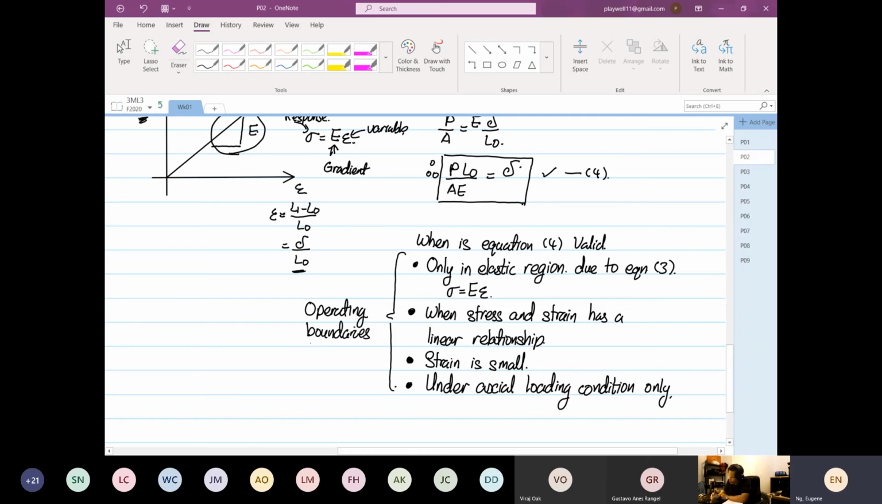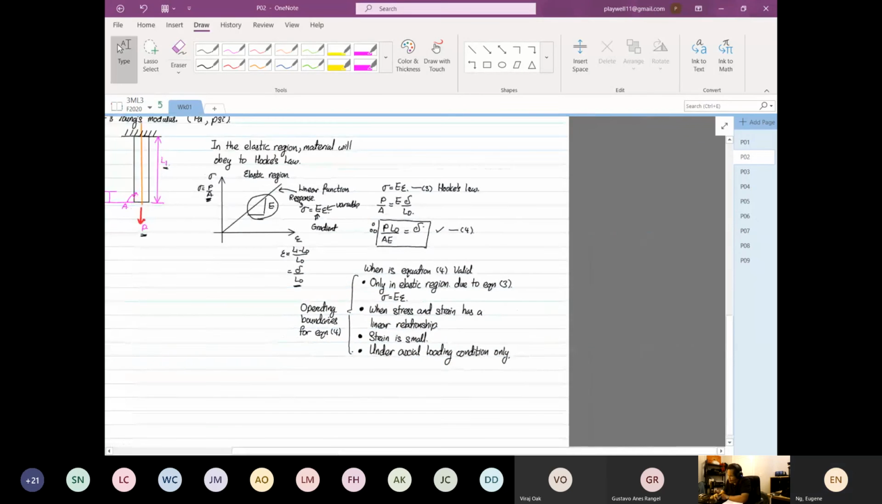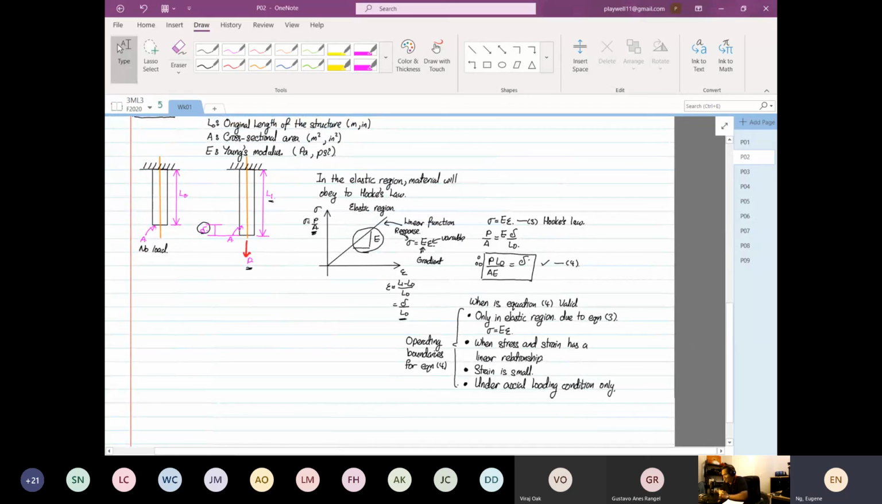Okay, operating boundaries for equation number 4. How do you know all this? Because we derive it. We derive this expression, we derive equation number 4.